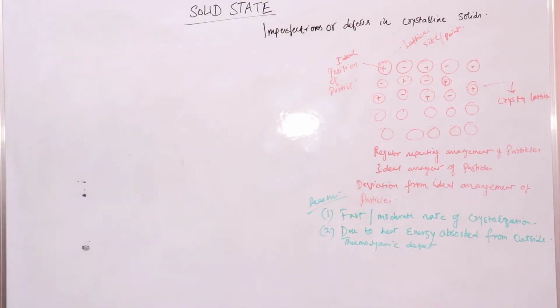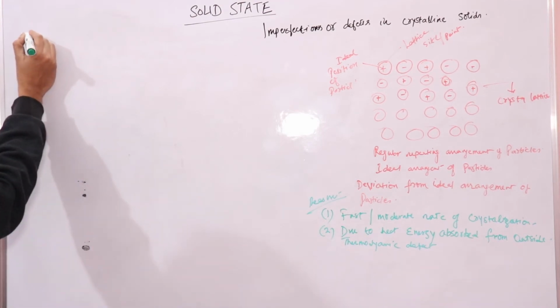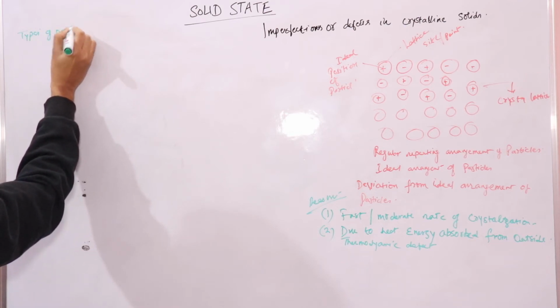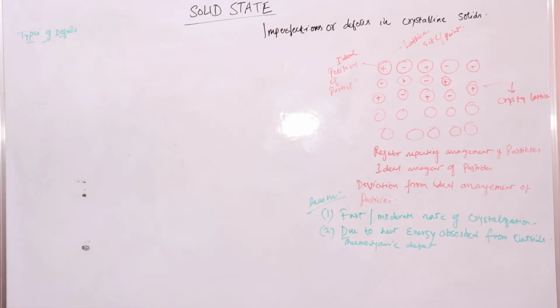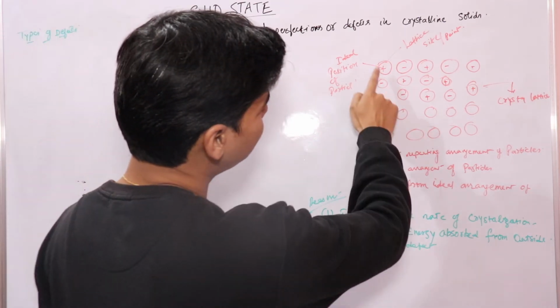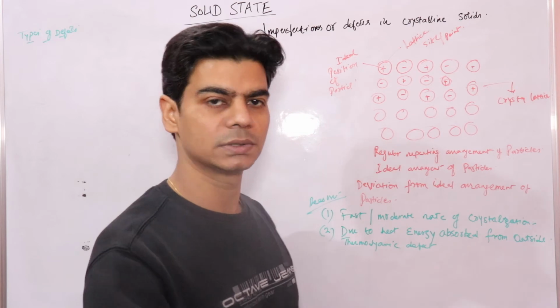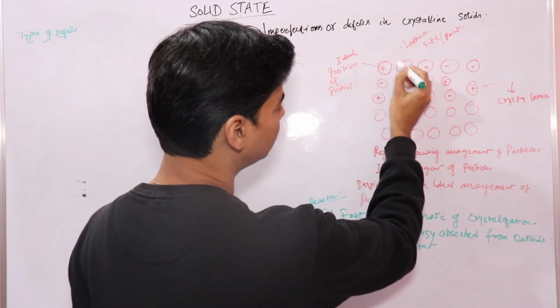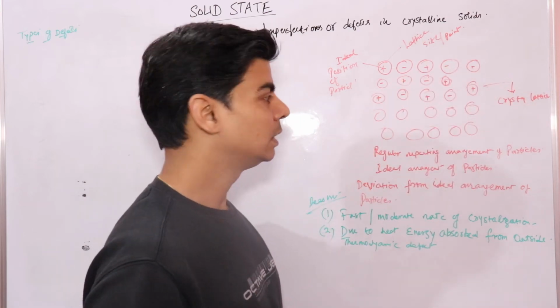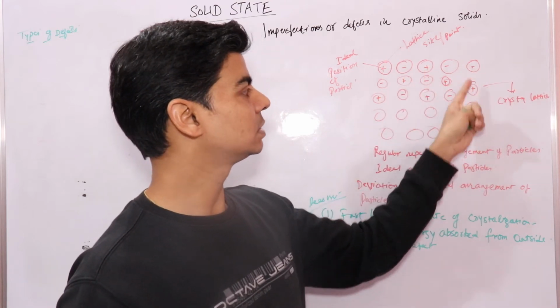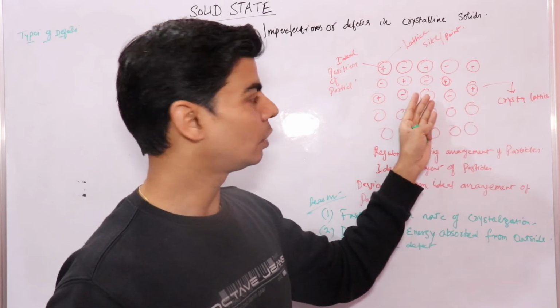Now, let's see the types of defects. Suppose these are points, and these points represent the positions of particles in crystalline solids. If the defect is around these points or atoms, then the defect is known as a point defect. A point defect is when the defect is around these particles.